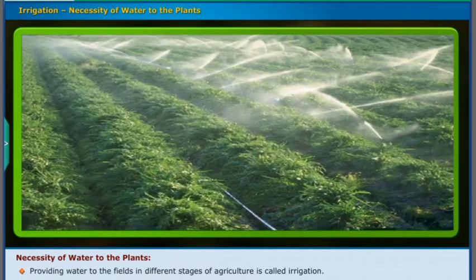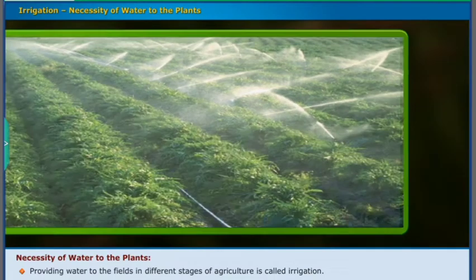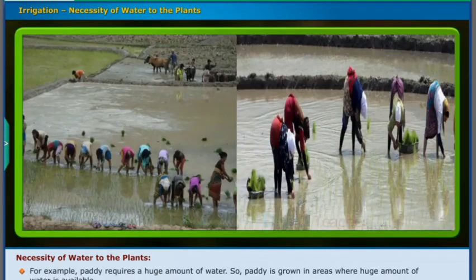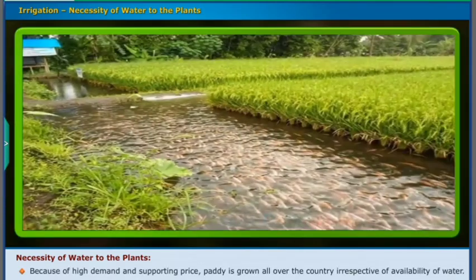Providing water to the fields in different stages of agriculture is called irrigation. Irrigation is basically done according to the nature of soil, type of crop to be grown. For example, paddy requires a huge amount of water. So, paddy is grown in areas where huge amount of water is available. Because of high demand and supporting price, paddy is grown all over the country irrespective of availability of water.